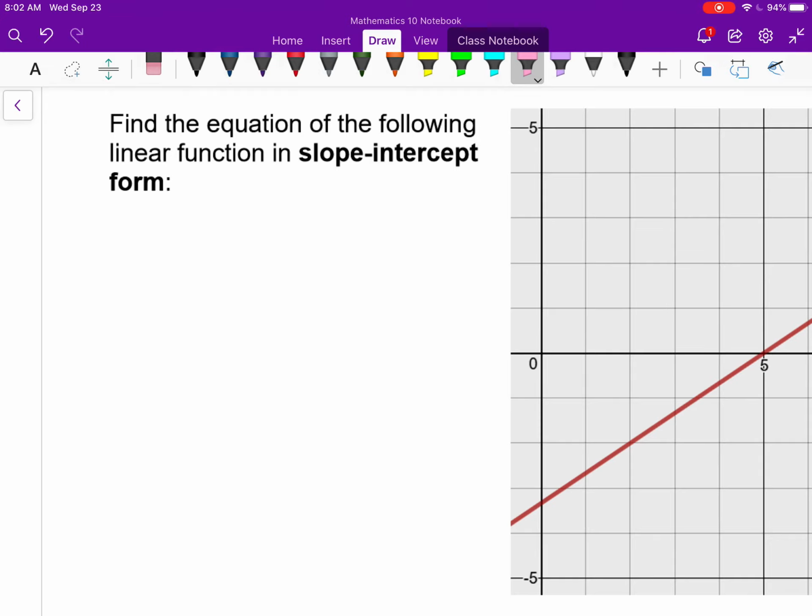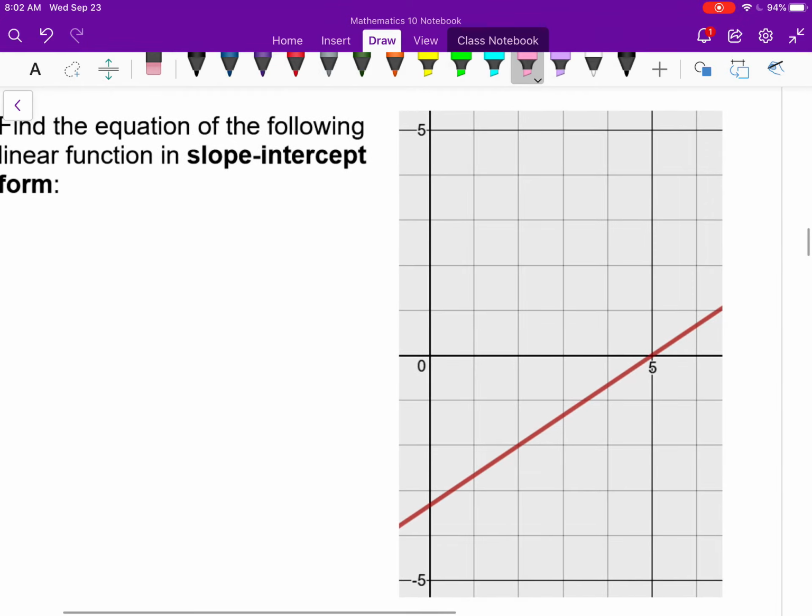Exact same idea. I want to find the equation in slope-intercept form. So looking at this right away, I can see the slope pretty quickly. I'll pick this point, and I'll pick this point. So I can see the slope goes up 2 and over 3, so the slope is 2/3. I know that pretty much right away.